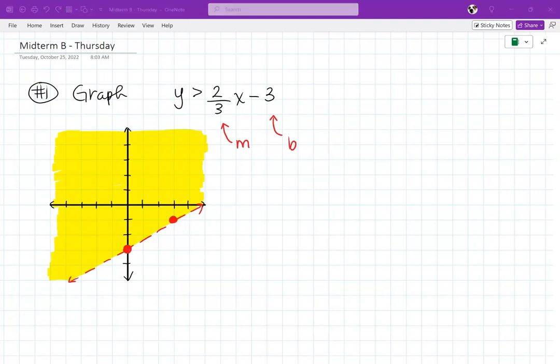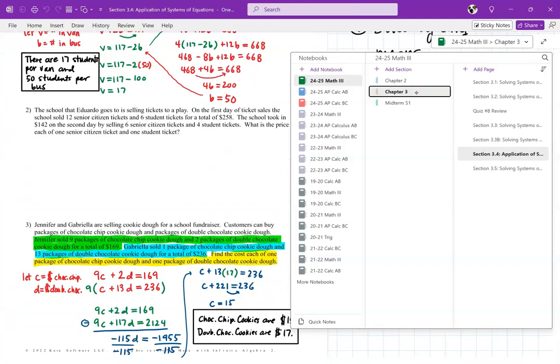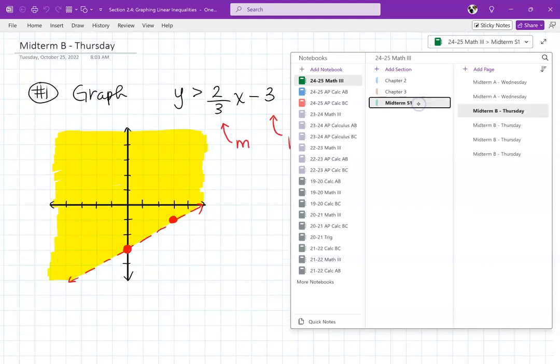Hopefully that's not too terrible. Just graphing a line, but remember you have to think about, is it dashed or solid? Do I shade up or down? Those are things that we got from the section, let's see, what section was that? I think it was 2, solving inequalities, probably like 2.2a, stuff like that. So 2.2a is probably about where we're at for that.